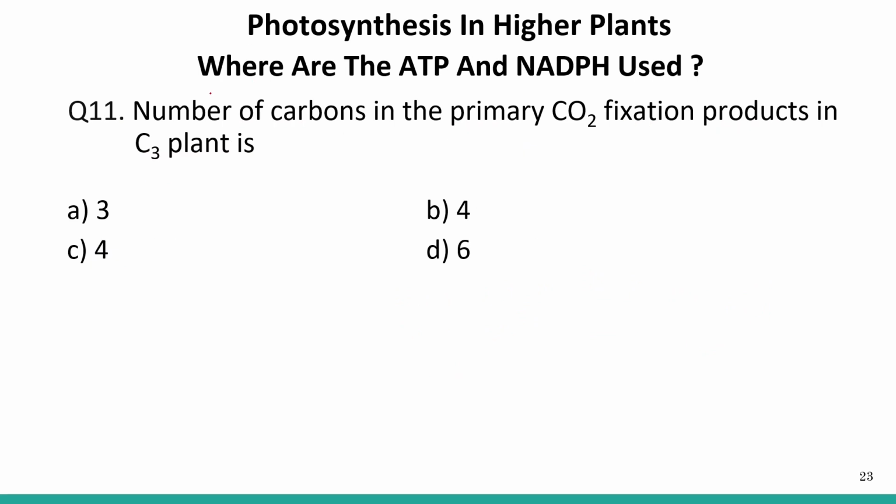Now coming to the next question, which is the number of carbons in the primary carbon dioxide fixation product in a C3 plant. This is a very straightforward question. In a C3 plant, what is the first stable compound? It is a 3 carbon compound known as 3-phosphoglyceric acid.